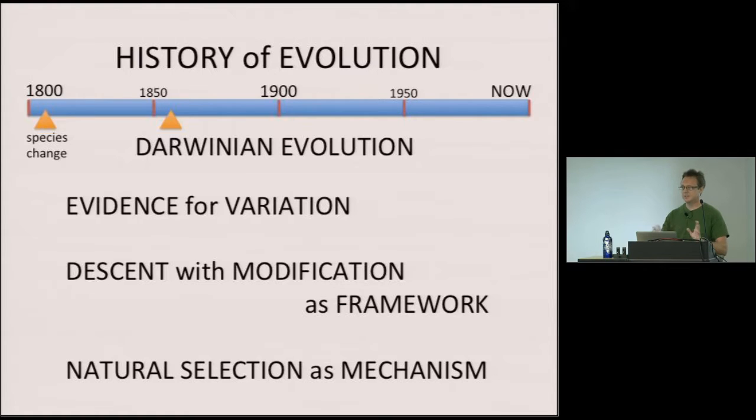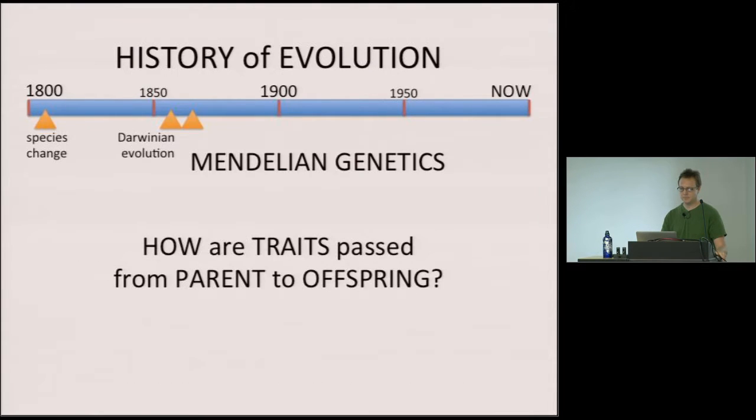So even with these sort of criticisms of natural selection, it was still put forward as a part of Darwinian evolution. You have observations of variation, descent with modification as a way to organize those observations, and then natural selection as at least one of the mechanisms that allows evolution to work. So around the same time, we had Gregor Mendel, who is one guy who did these experiments.